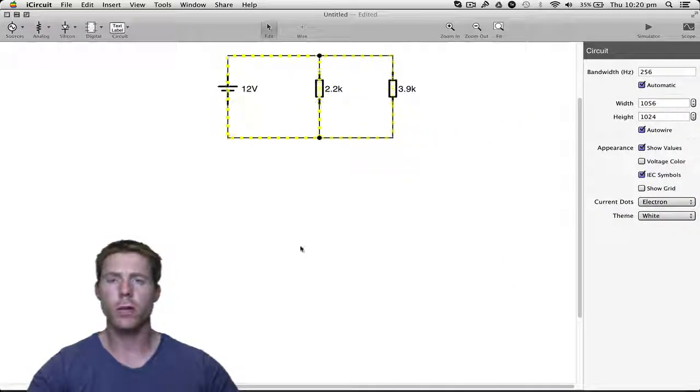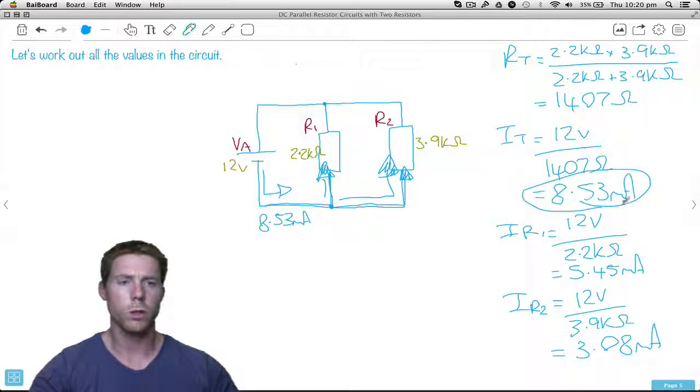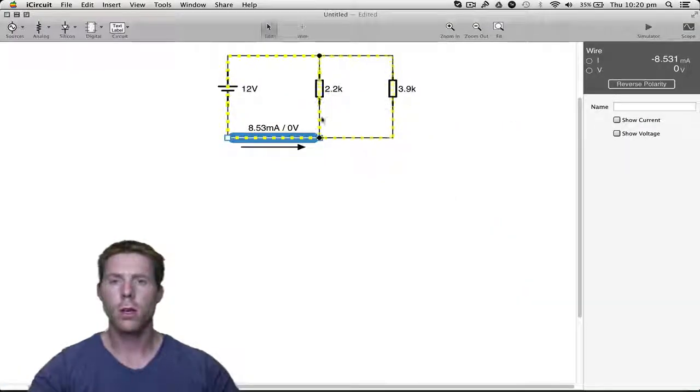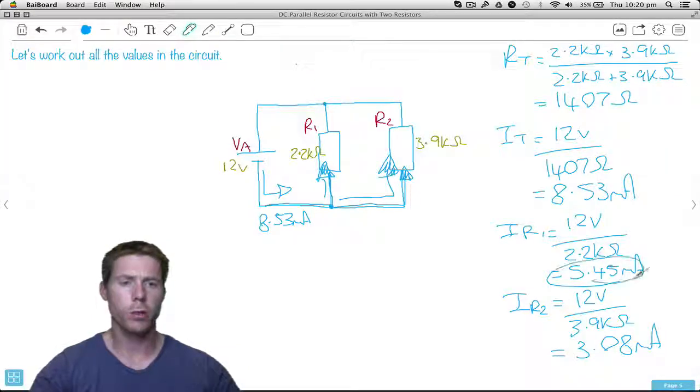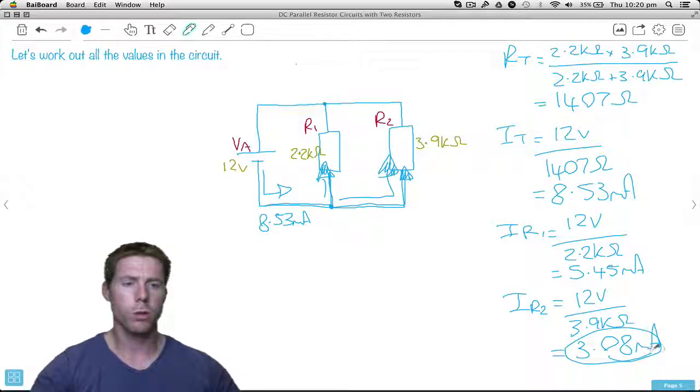Let's check it on the circuit simulator to be sure. We should have 8.53 milliamps, which we do. Give that a tick. We should have 5.45 going that way, which we do. Give that a tick. And we should have 3.08 going that way, which we do. Have a tick.